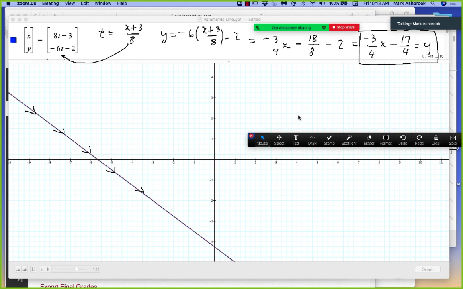So one strategy for writing a parametric function given y is a function of x is to simply let x equal t. And if x equals t, then what would y equal?